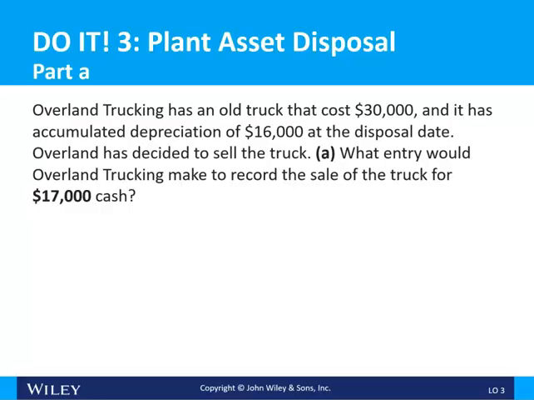Overland Trucking has an old truck that cost $30,000. It has accumulated depreciation of $16,000. They decided to sell the truck. What entry would Overland make to record the sale of the truck for $17,000 cash?